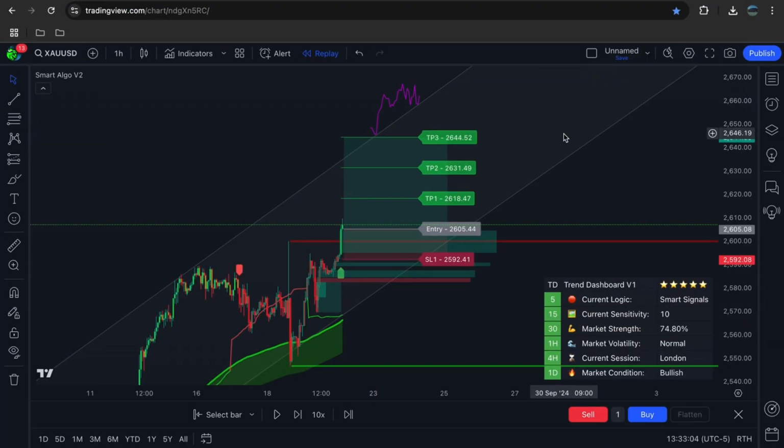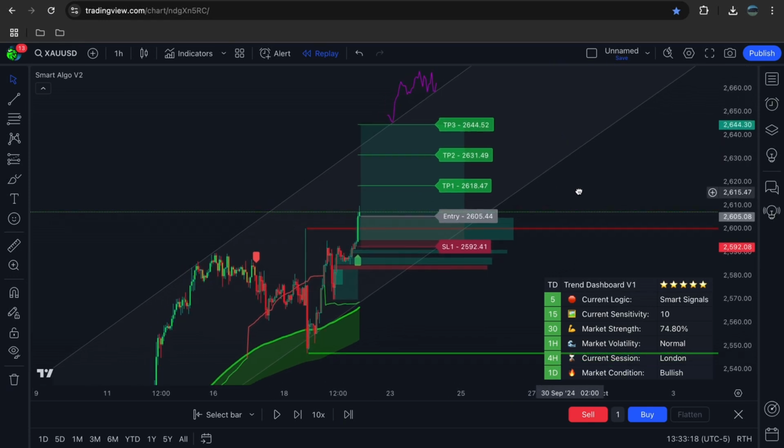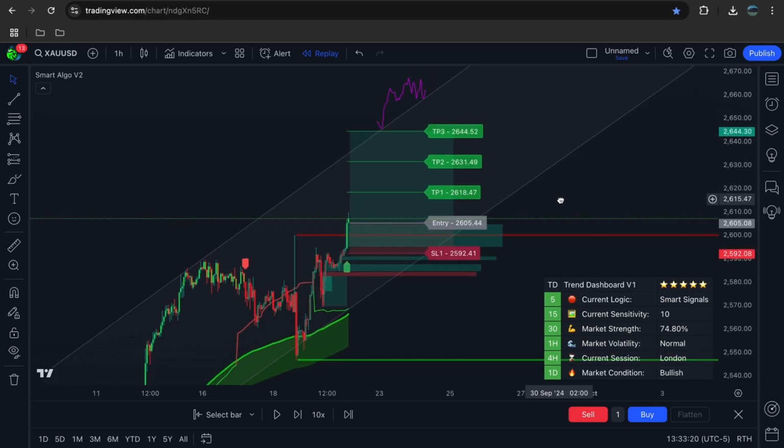All right, let's break down how to use Smart Algo's features together to solidify a trade setup. This is where the real magic happens. By combining these features effectively, you'll be able to identify high-probability trades with confidence while minimizing your risk. Let's go step by step and focus on how everything works together in practice.